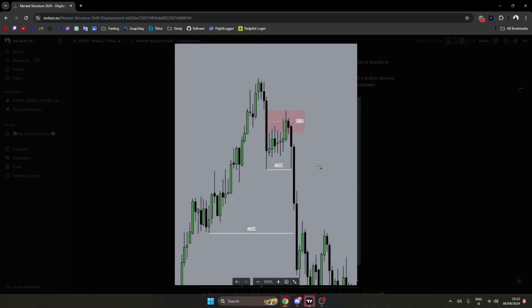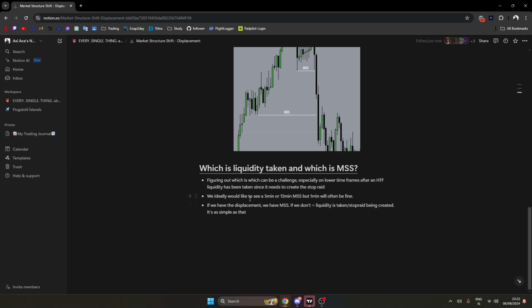So what do I mean by this? If we take just the same photo, you can see that this candle right here actually closed above this point right here. But this isn't a market structure shift. Why? Because there is no displacement. This is simply a stop raid being created. People are getting stopped out. We finally displaced to the downside, disrespecting a fair value gap, disrespecting this low, closing below it. So we stopped being bullish, now we're being bearish, right? That's what I mean by that.